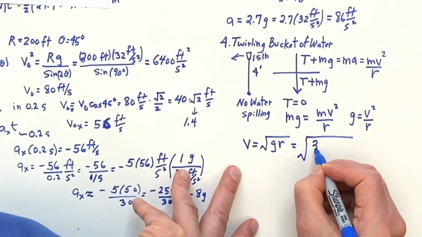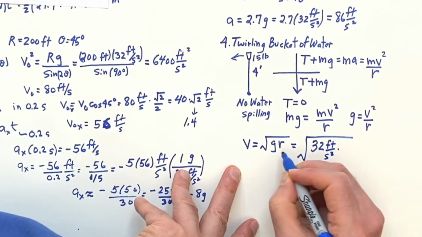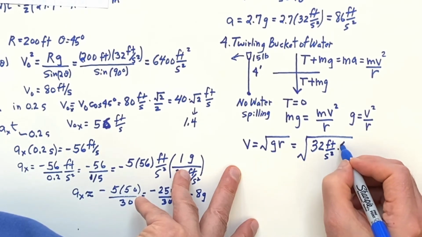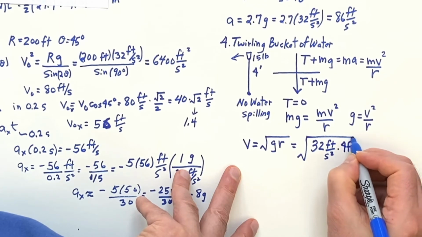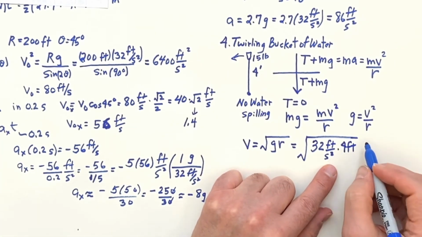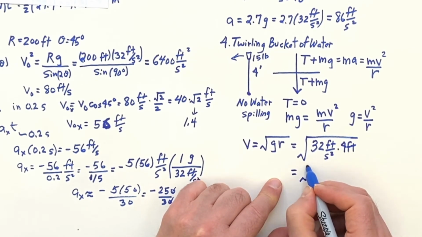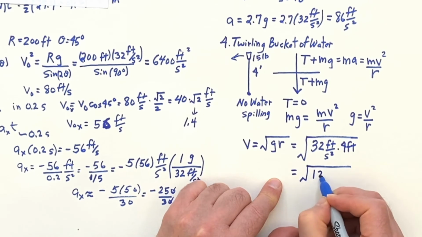This is 32 feet per second squared. The units are going to help me make sure I'm not making a mistake, because this is going to be feet squared over second squared. Take the square root, get feet per second. So this is going to be the square root of 128.